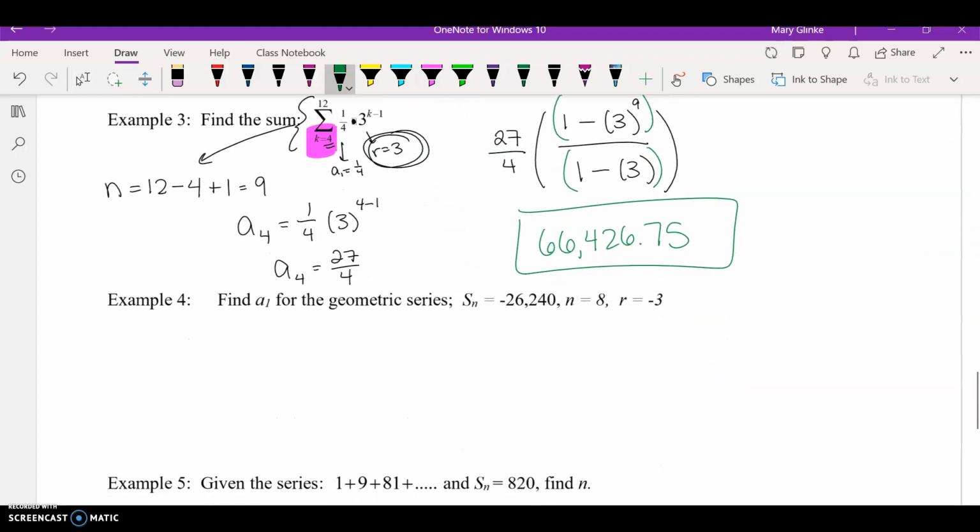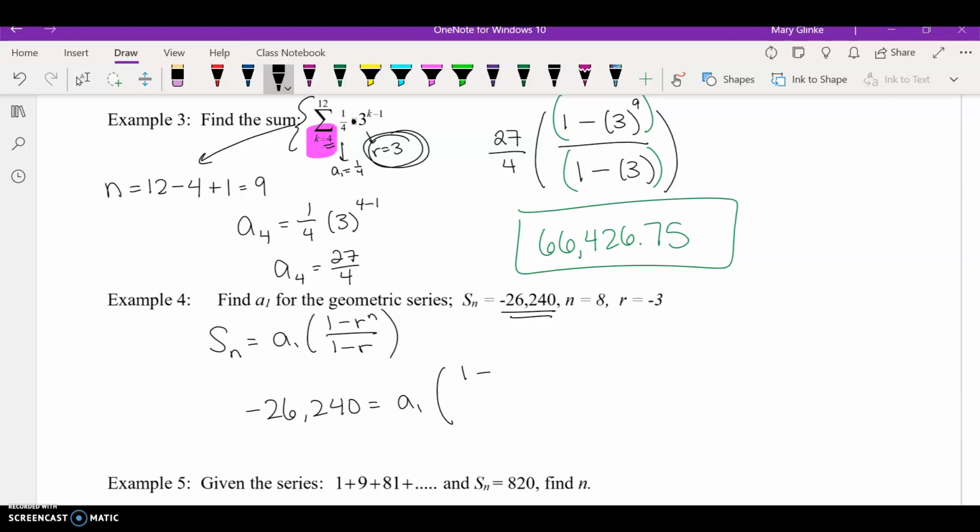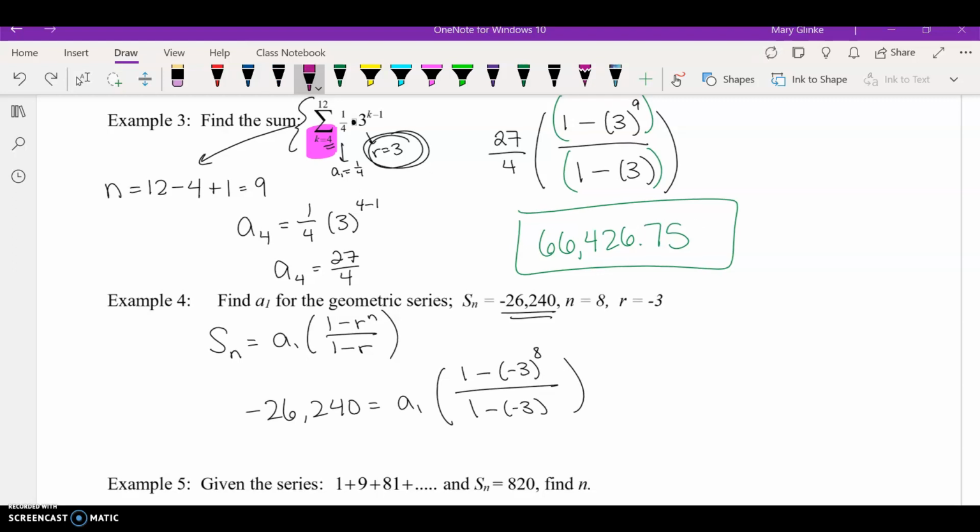So now we can use this backwards. S sub n equals a sub 1 times 1 minus r to the n over 1 minus r. Here we are told the sum is negative 26,240. We don't know our first term, but we are told that our common ratio is negative 3, and our n value is 8.